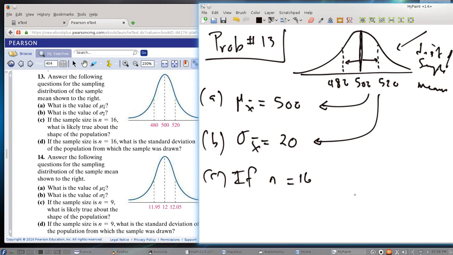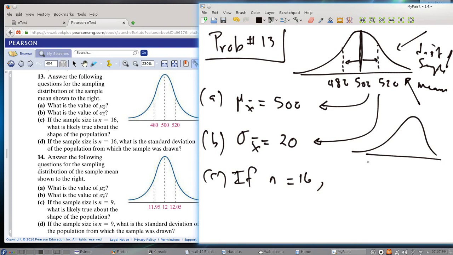Now, what it is asking is, if n is less than 30, what must the distribution of the original population that we collected these samples from be? Well, if n is less than 30, in this case it is 16, which is clearly less than 30, then the distribution of the population must be normal. That's the key right here.